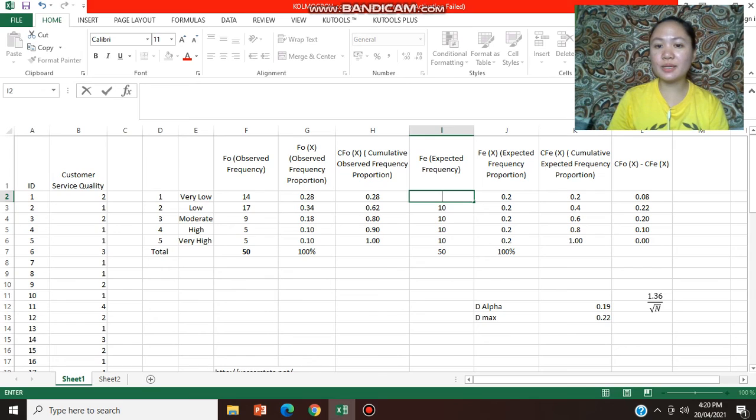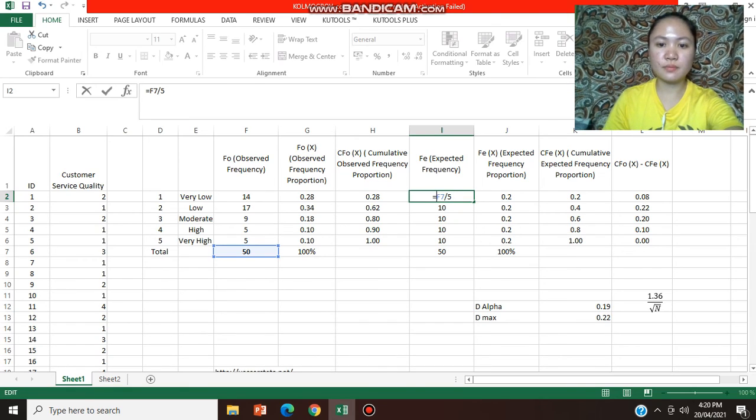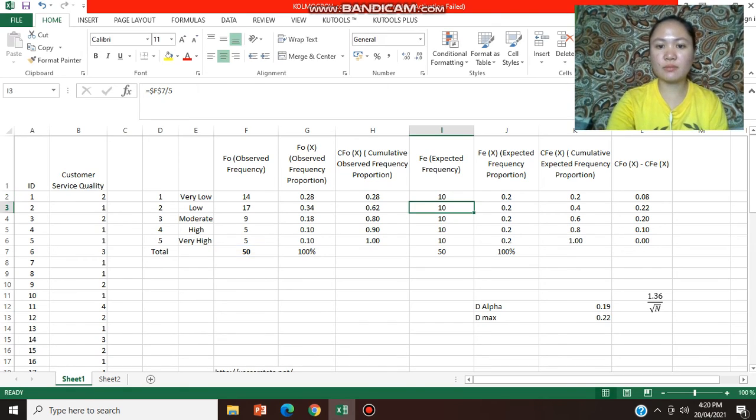Next, para makuha natong expected frequency, mao ni atong buhaton, equals kaning 50, which is the total respondents, divided by kaning 5 na choices. And then ato ni siyang i-freeze, enter, mao ni ang answer 10. Mao gihapon ang buhaton diri kutob ubos. So same ra sila og kanang answer. And then i-add tanan, which is equals to 50.